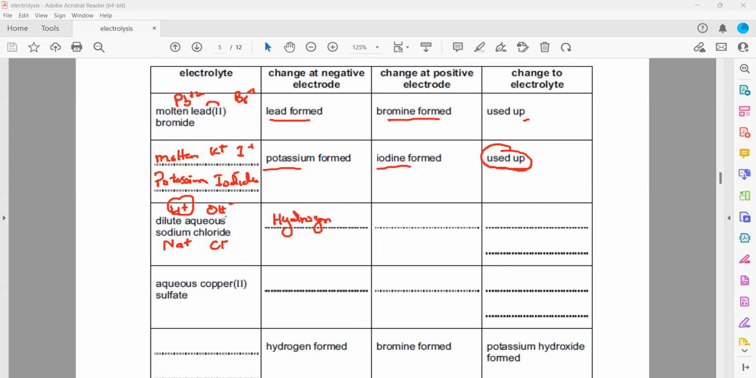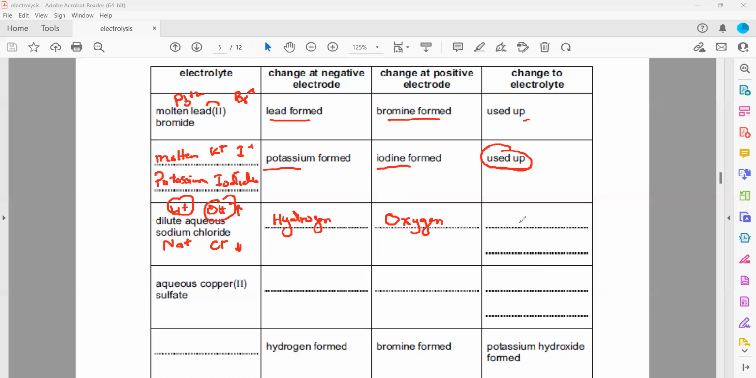For negative ions, we check the amount. It's a dilute solution. Dilute solution means it contains more water and less salt. So because OH is more, OH will move, and when four hydroxide ions move there, it will give oxygen and water. Water is already there, so what we write as a product, we mention whenever OH is there. So we'll mention oxygen.